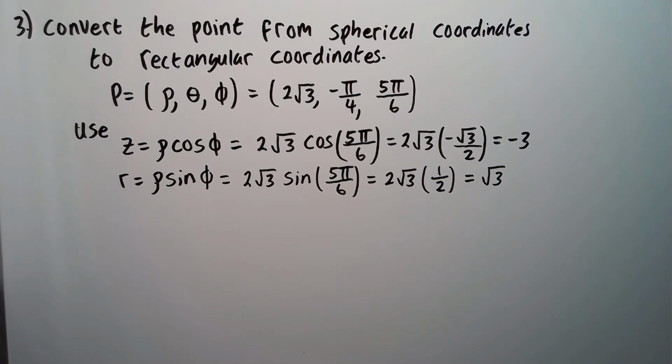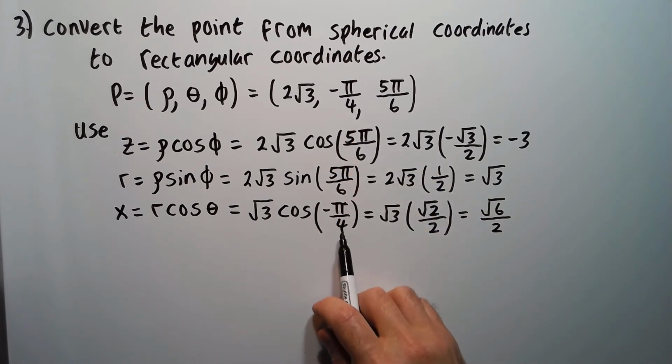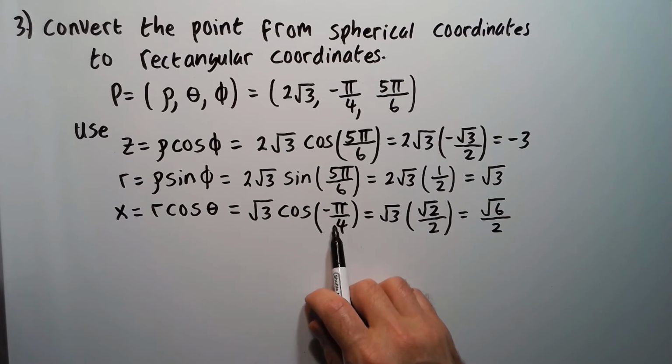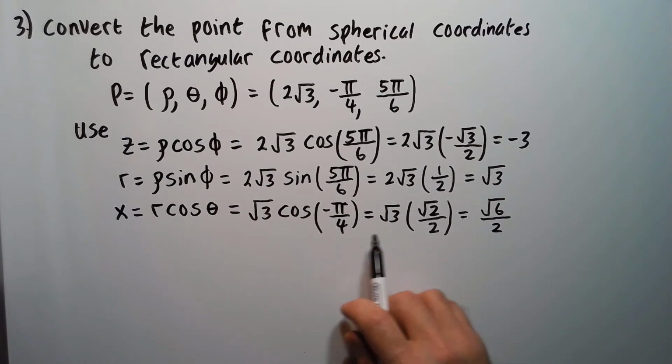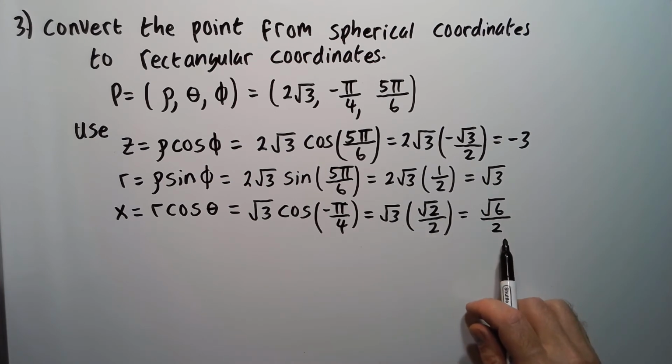Let's next find x. x is equal to r cosine theta. So r, which we just found, is square root of 3. The theta angle is negative pi over 4. And the cosine of negative pi over 4, well, negative pi over 4 is in the fourth quadrant, reference angle pi over 4. So it's going to be square root of 2 over 2 since cosine is positive there. So then it'll be square root of 6 over 2 for my x.